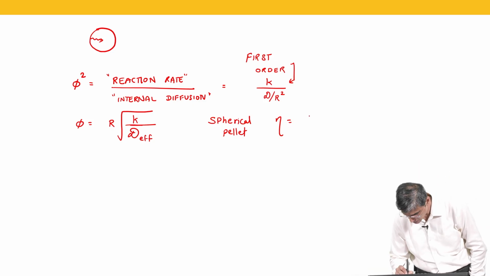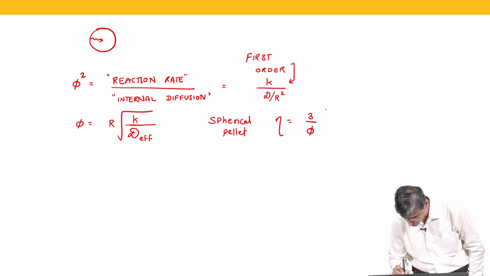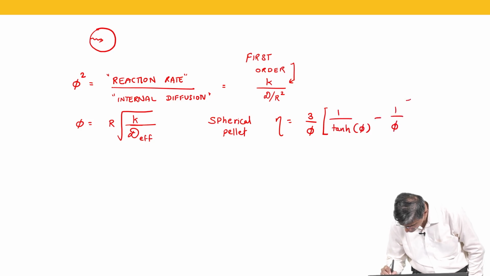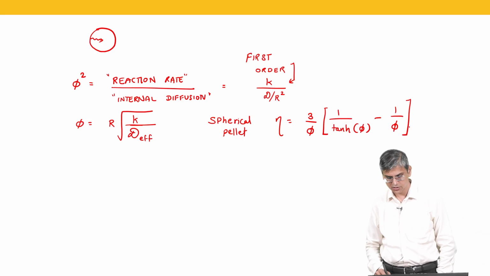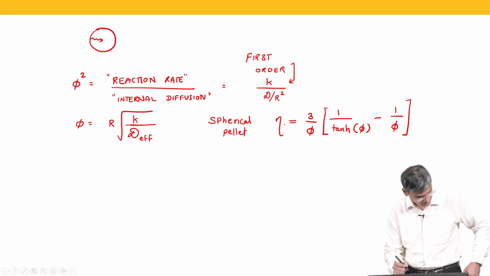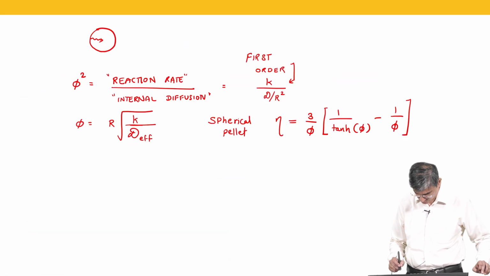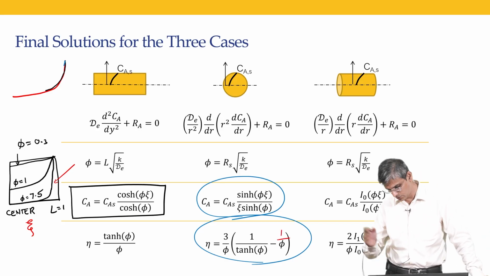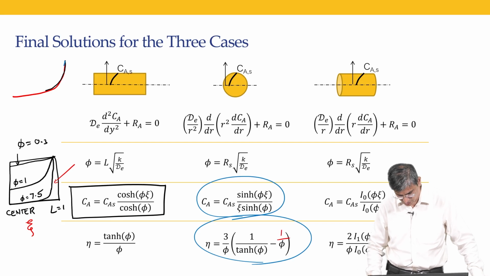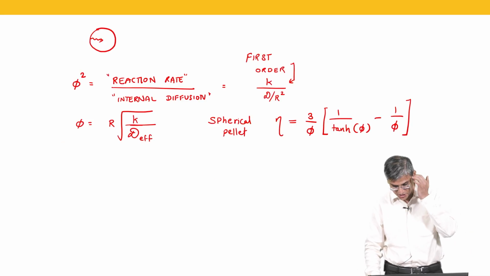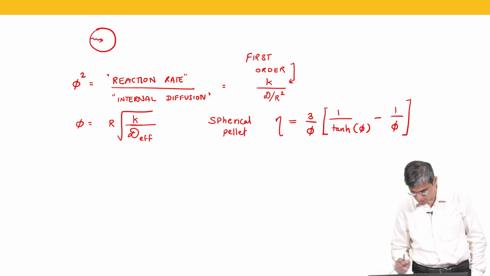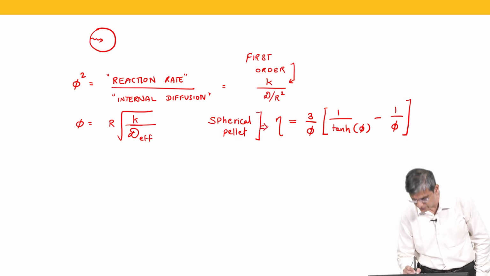So, eta is going to be equal to 3 by phi, for a spherical pellet. Again, I am not sure if I made a mistake or not. This one should be 1 by phi. That is definitely right because otherwise you will get eta values as negative. Hopefully, just check your textbooks for the correct expressions. It's possible that there's a mistake over here. This is the case for a spherical pellet.